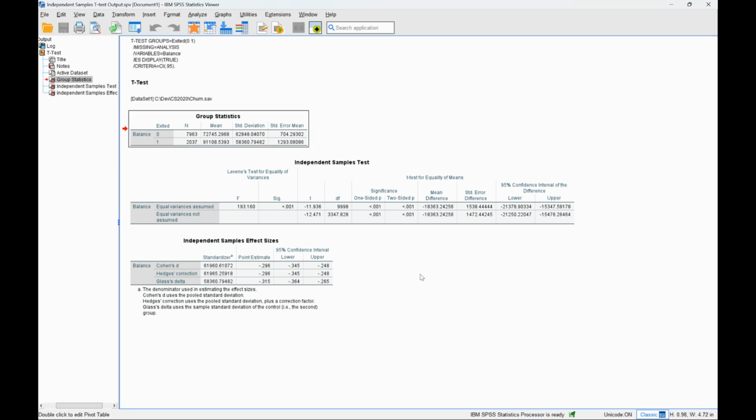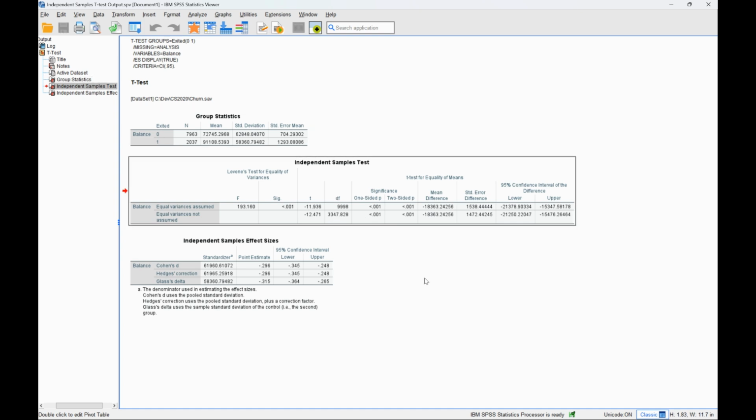So let's go ahead and take a look at the second table. This is the heart of our test. The independent samples test table tells us if the difference in account balances between the two groups is statistically significant. As you can see here, we have what they call Levene's test for equality of variances. Levene's test tells us whether the variability, or the spread, of the account balances is similar across both groups.